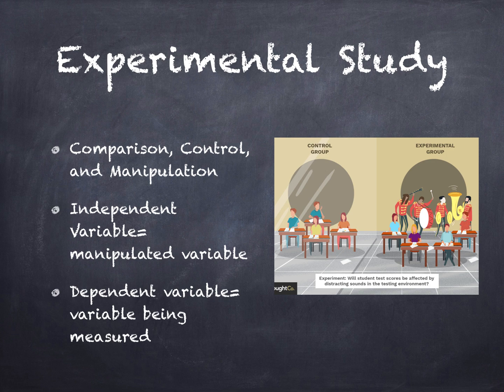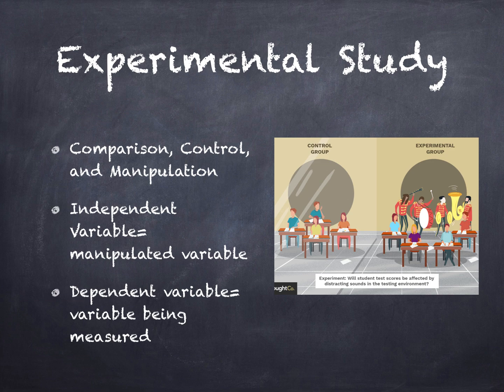The manipulated variable is called the independent variable. And then the dependent variable is the variable that the independent variable is put into place in order to have an effect. So basically, the dependent variable is just the variable that is being measured.